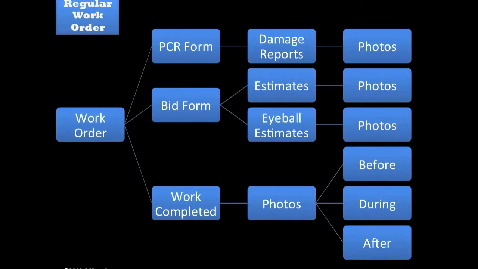What I've done is create a workflow for a regular work order. All work orders require a PCR form, and if bids are required, a bid form. PCR forms also include damage reports, with any photos to support. Bid forms are contained by estimates and eyeball estimates, with photos to support. If work was completed, you would need photos. The required photos would be any before, during, and after.